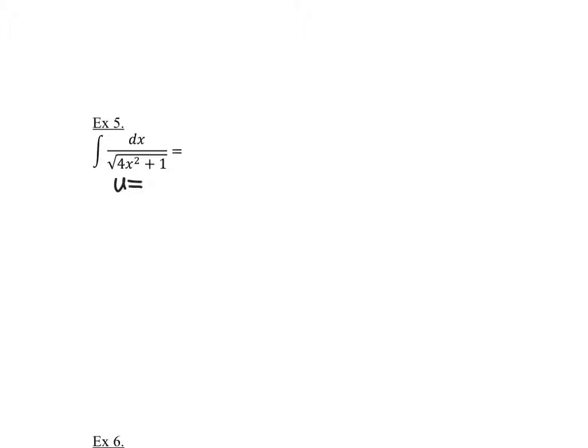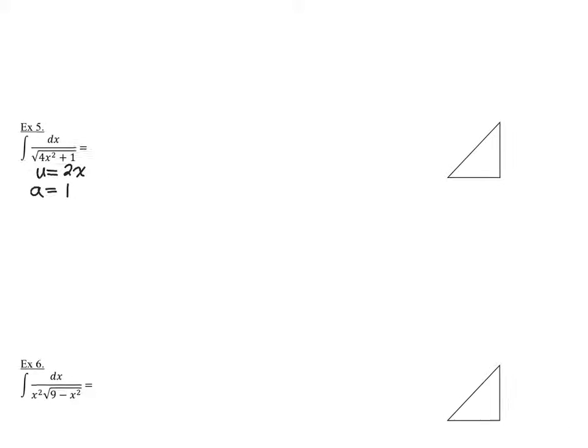So u would be equal to 2x, a would be equal to 1. If I want this to bear out as a radical 4x squared plus 1, I'm going to have to place the 2x here and the 1 here, or vice versa, but this is the best way to place them. In which case I'd get a hypotenuse of root 4x squared plus 1.